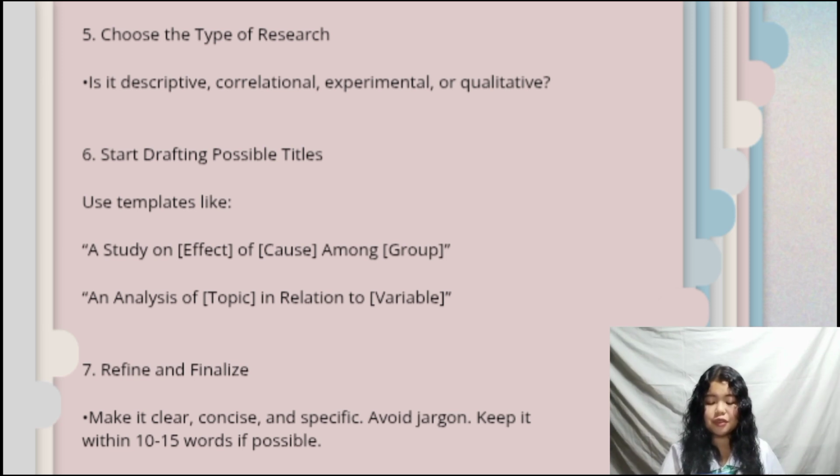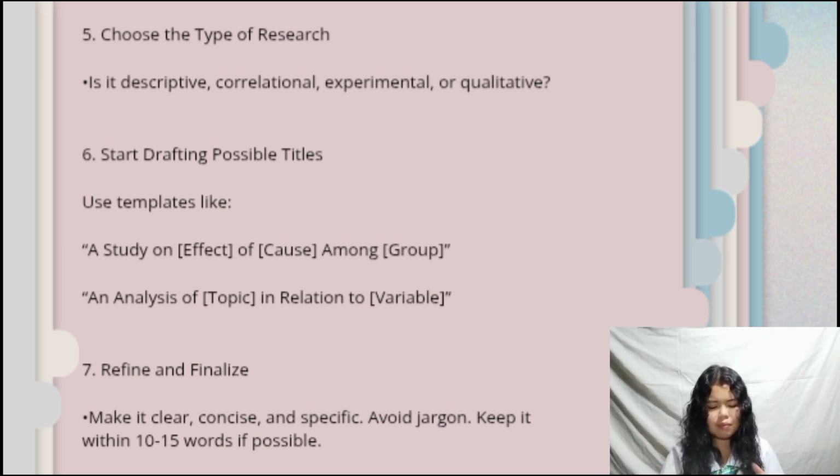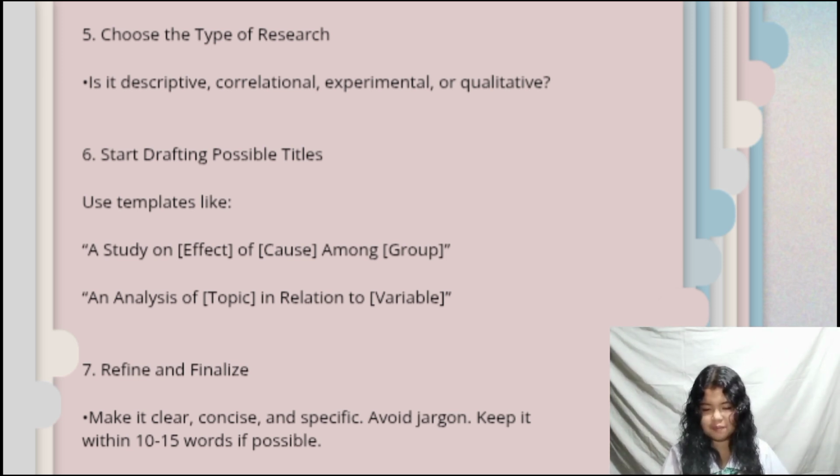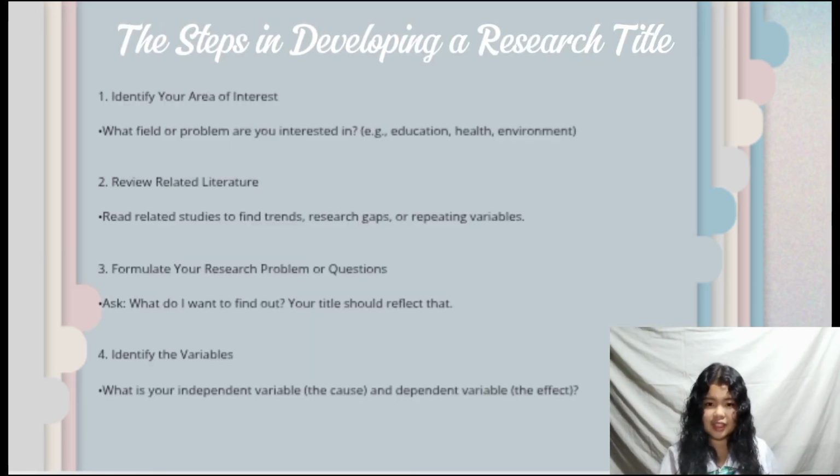Number 7 is refine and finalize. Make it clear, concise, and specific. Avoid jargon. Keep it within 10 to 15 words if possible. Again, the steps in developing a research title.